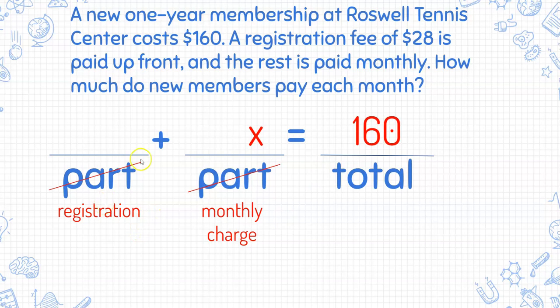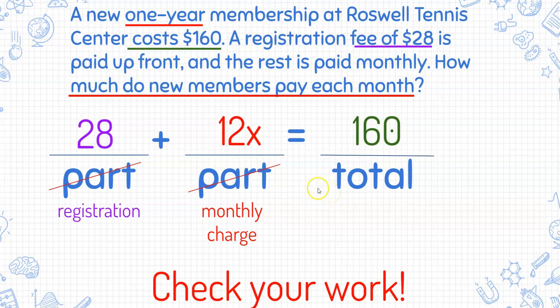So we're going to have registration plus monthly charge is equal to our total of $160. And then we need to go through and stick in the numbers that relate with that. It says it's a 1-year membership, but we need to be careful because the question is asking in the end for each month. So this total is in terms of years, yearly cost.